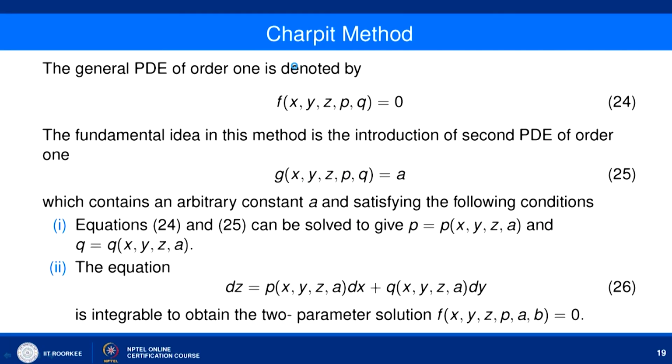So, now based on this, let us define an important method, that is Charpit method. What we try to do here, our aim is to find the complete solution of a first order nonlinear PDE, that is f of x, y, z, p, q equal to 0. Here we want to find a complete solution of this equation, and how we obtain it is the following, using the concept of compatibility.